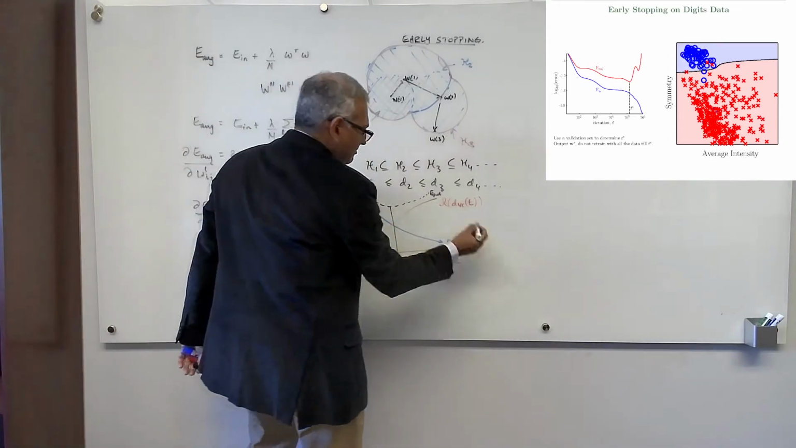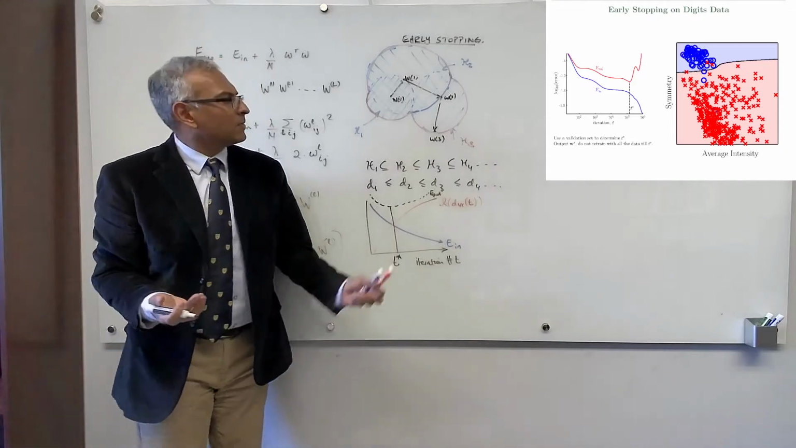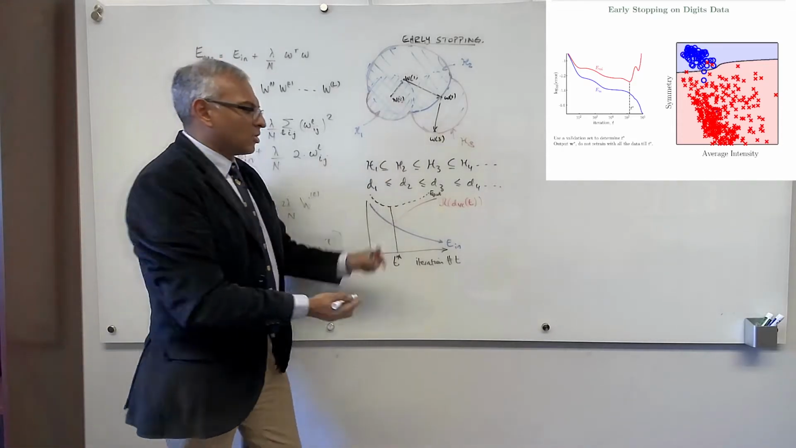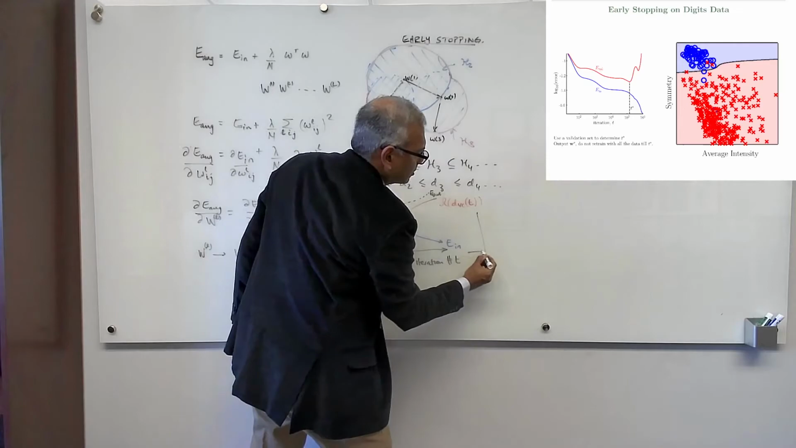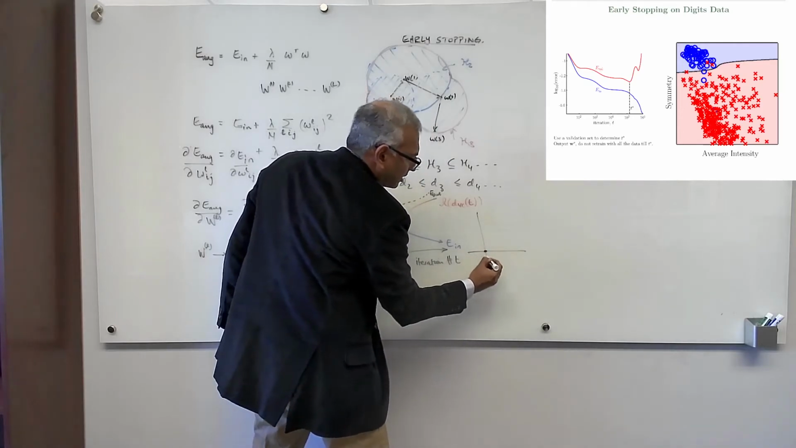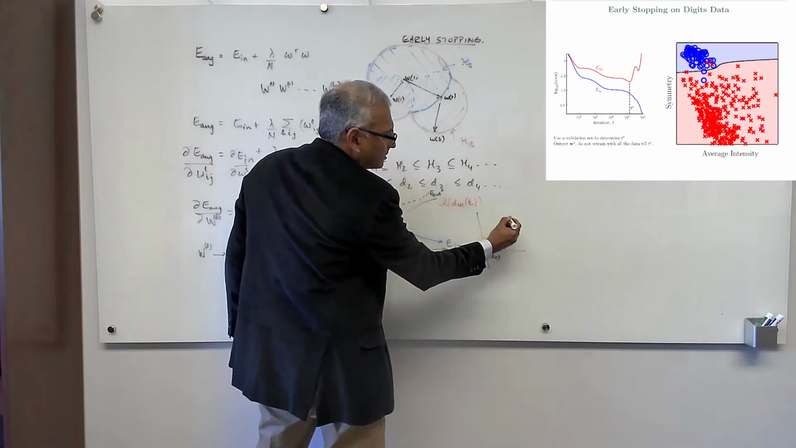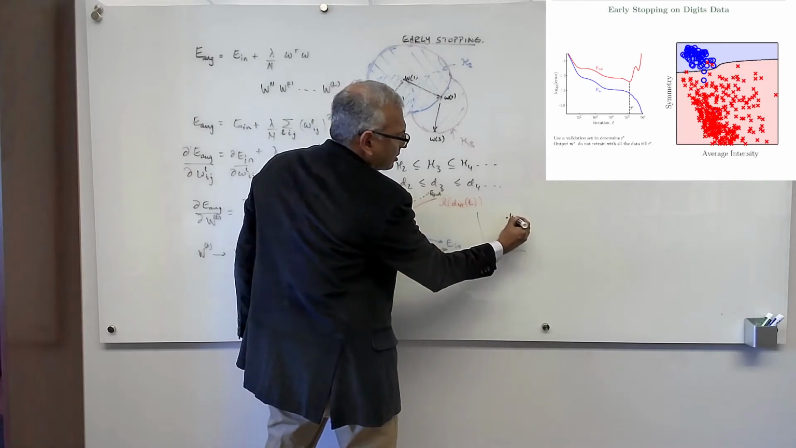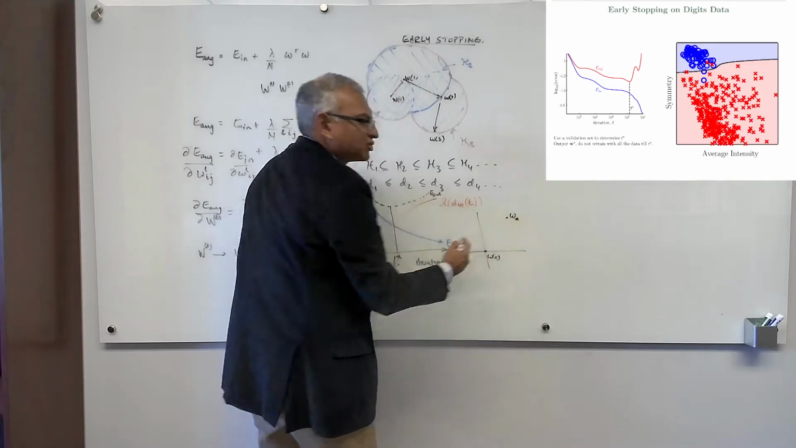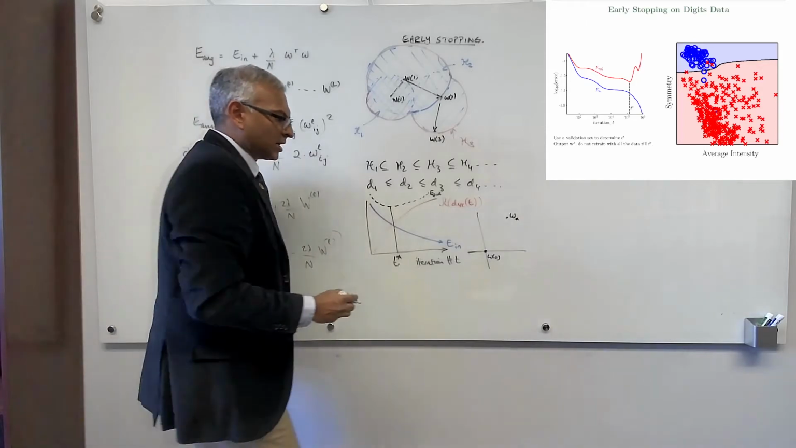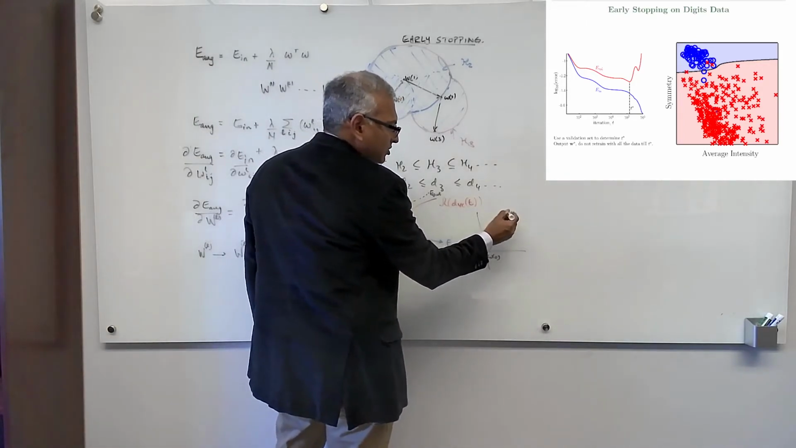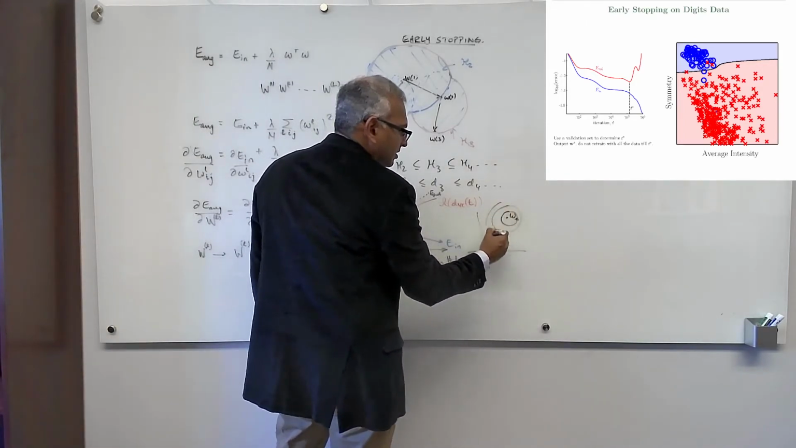What's going on here? Typically, we start at small weights. So imagine I start at small weights, W0. And the optimal weights that minimize the in-sample error, let me call that W star. If I train forever, I will get to W star, and that's the minimum. And there are contours of constant in-sample error.